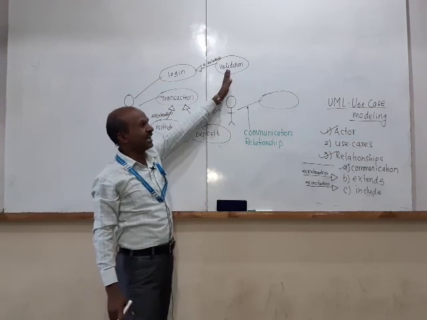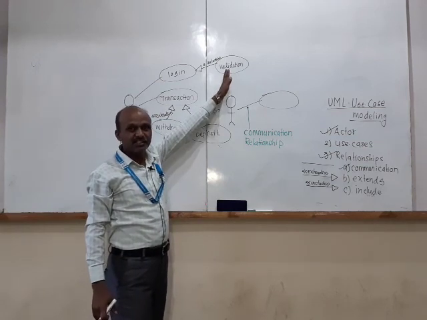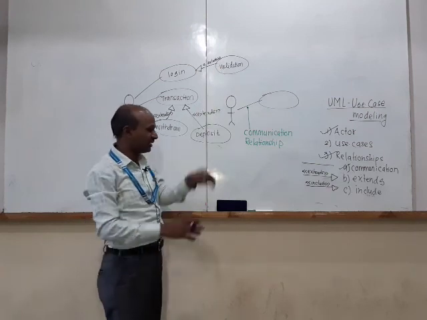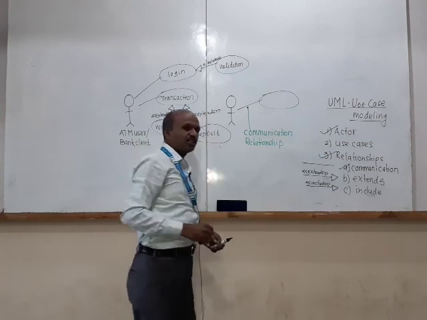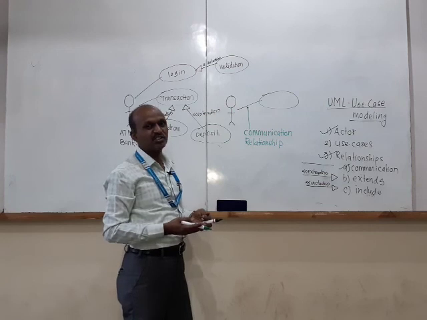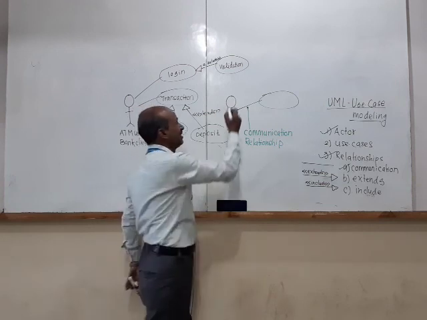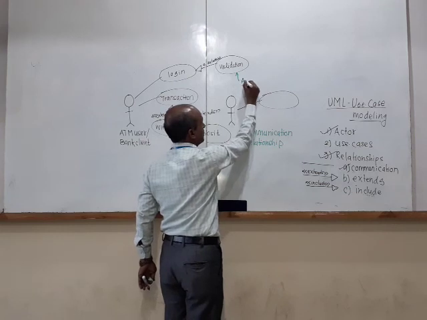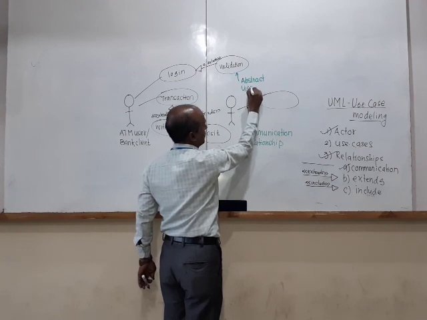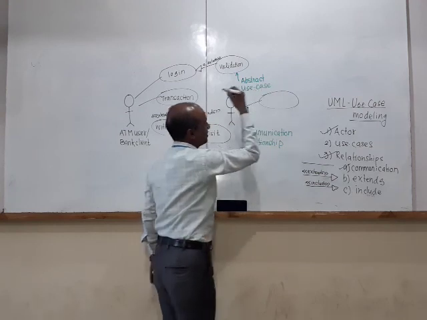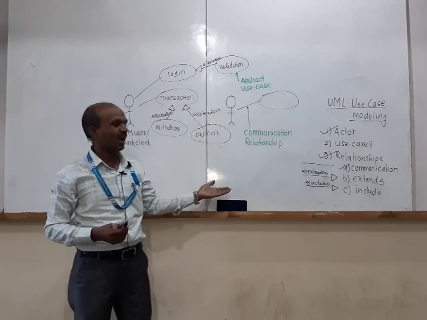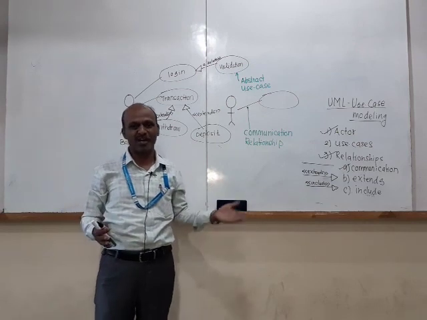This use case is executed by the system automatically. Such a use case, which is not connected to an actor, or such a bunch of logic not initiated by any actor, is called an abstract use case. It means that logic is executed by the system. So this is all about UML use case modeling. Thank you.